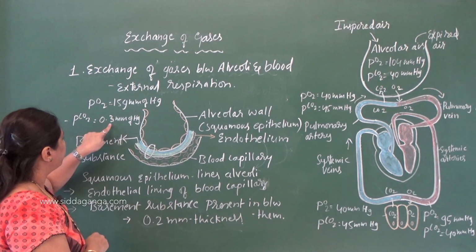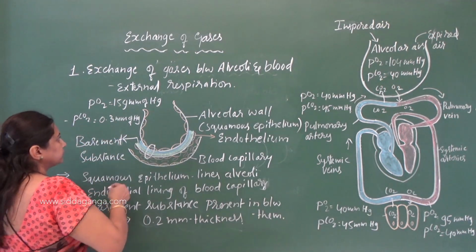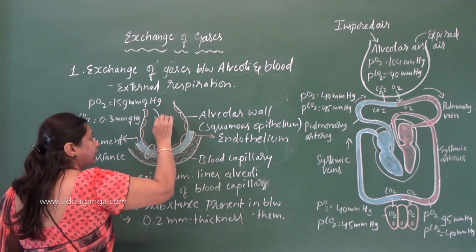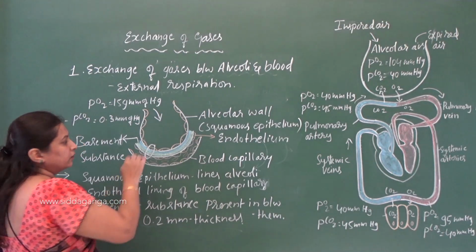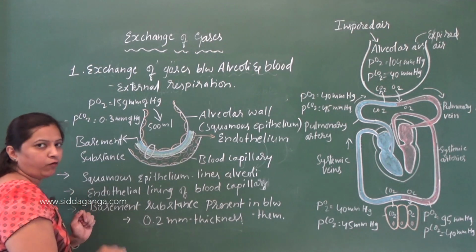It is 0.3 millimeters of mercury. And so during breathing, how much volume of air do we inhale? We inhale 500 ml of air. So this is the tidal volume.